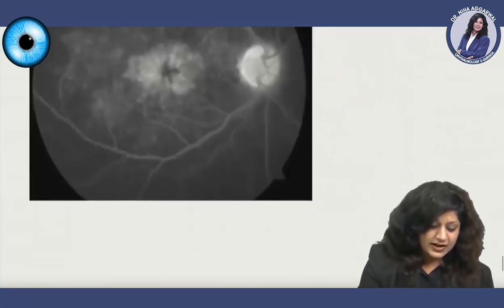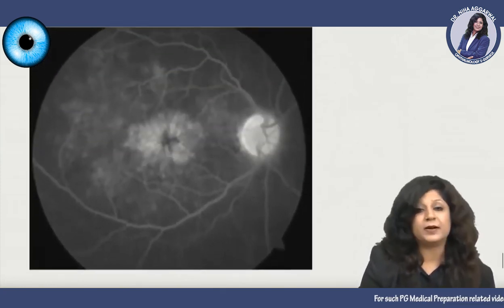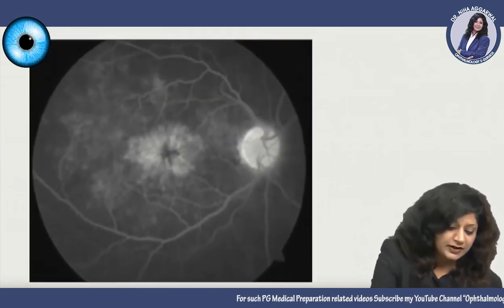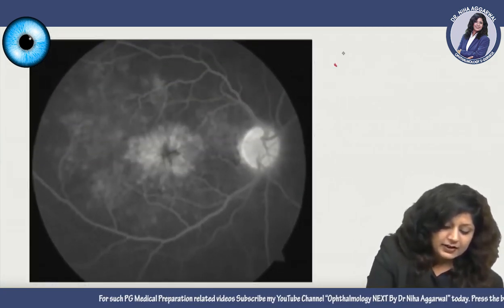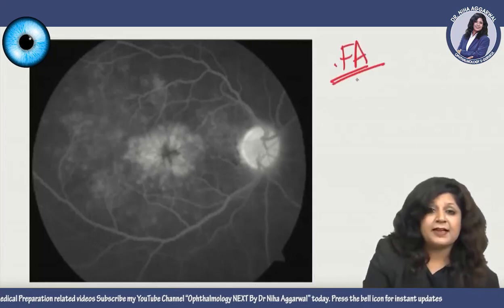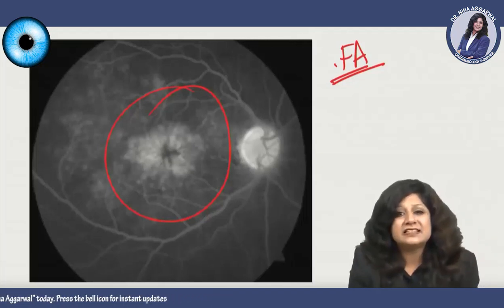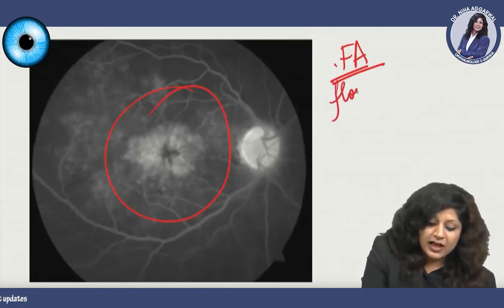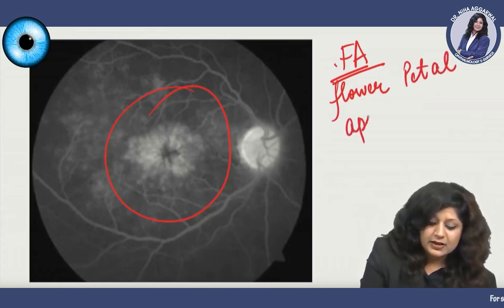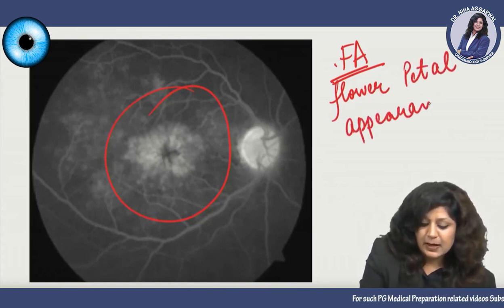Alright, now try to concentrate on this one. This is another angiographic finding. Now this FFA is showing a petaloid pattern. There are so many petals here. This is called the flower petal appearance.